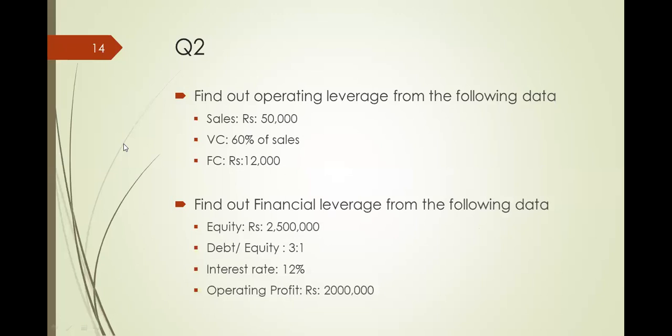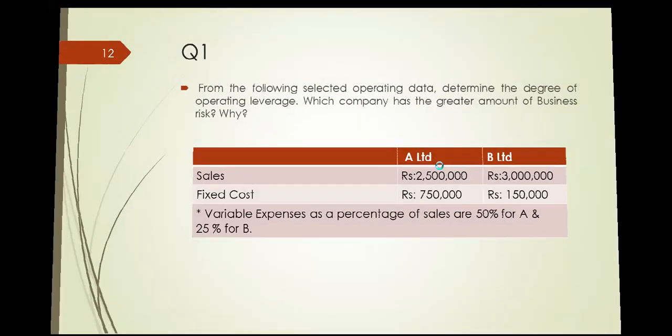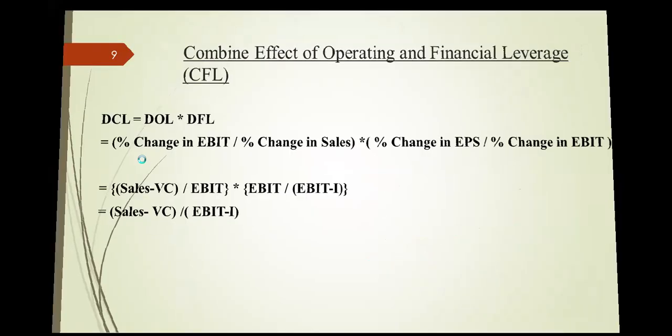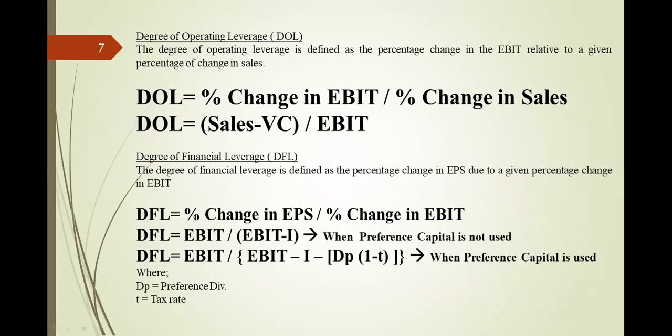We need to calculate here earning before interest and taxation. Then we have been requested to calculate the financial leverage based on this given data. What is the equation? Now we know the equation for degree of operating leverage, which we already calculated: sales minus variable cost divided by earnings before interest and taxation. Degree of financial leverage, EBIT divided by EBIT minus 1.